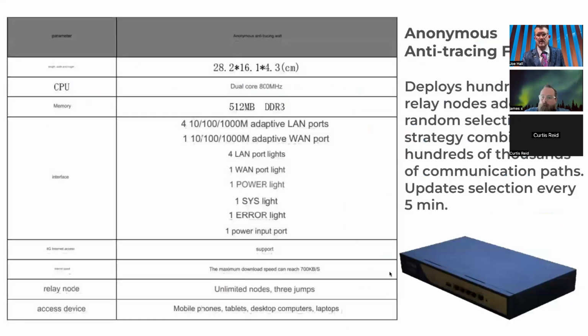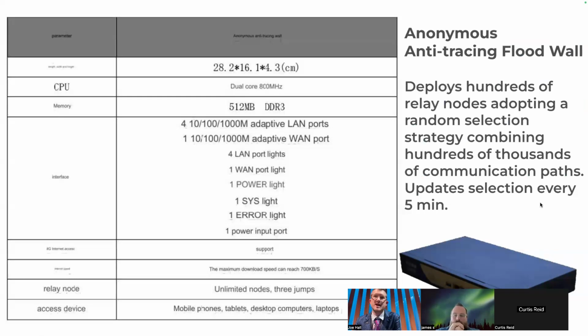This device is called their anonymous anti-tracing flood wall. It looks like a little firewall. This thing deploys hundreds of relay nodes, adopting a random selection strategy, combining hundreds of thousands of communication paths, and updates selection every 5 minutes. They've built their own Tor network that jumps inside of networks that have been hacked by them. They have persistence inside of those networks, and this is a 100 gig network that they allow you to connect into in the cloud of all their vulnerable sites.